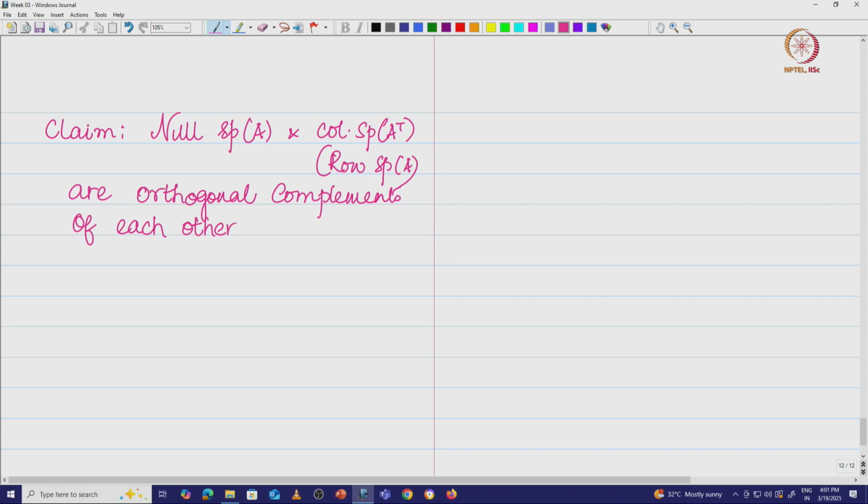Right. So, how are we going to prove that these two are orthogonal complements of each other? We will take that up quickly and prove it, and we will also come back to another very interesting observation: any vector in Rn can now be decomposed into two components, one along the null space of A and the other along the row space of A transpose. So, let us look at this.